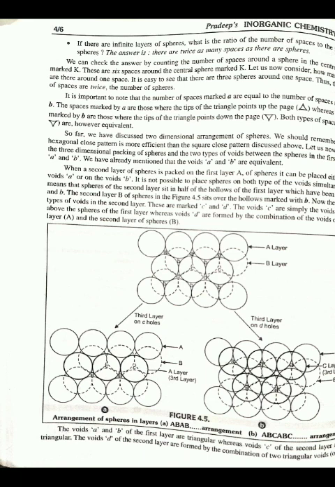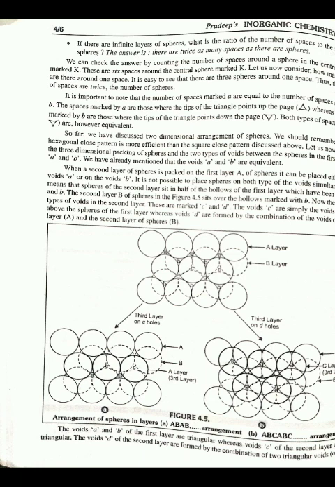When a second layer of spheres is packed on the first layer A of spheres, it can be placed either on the voids A or on the voids B. It is not possible to place spheres on both types of voids simultaneously. It means that spheres of the second layer sit in half of the hollows of the first layer, which have been marked A and B. The second layer B of spheres in the figure sits over the hollows marked with B.